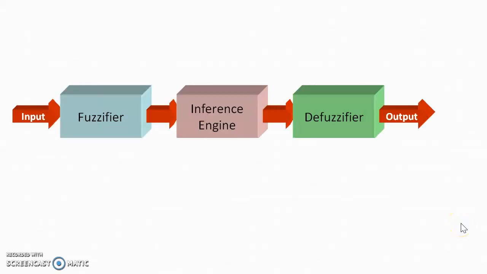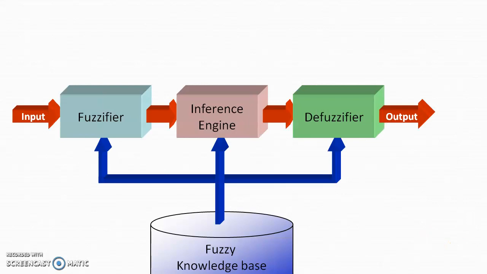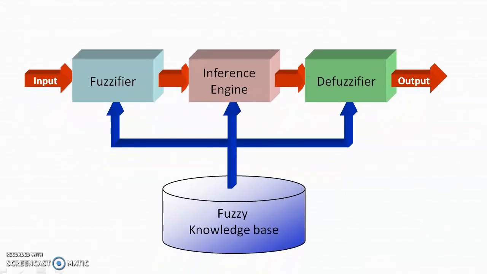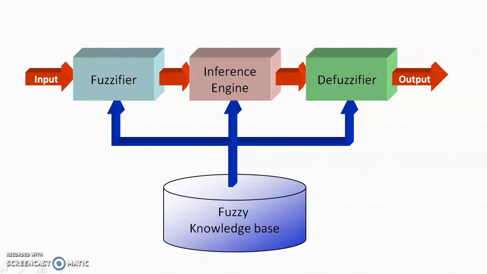As we know about fuzzy systems, we can see that there is a particular block diagram where there are three important building blocks, namely Fuzzifier, Inference Engine and Defuzzifier. You can see also one additional block which is called Fuzzy Knowledge Base. Remember, we have already covered the fuzzy rules, membership functions, fuzzy operators.